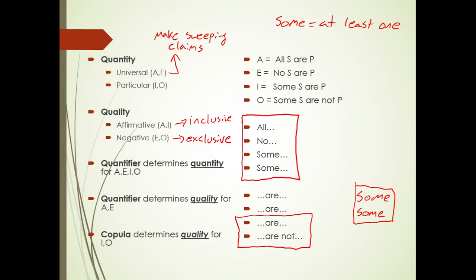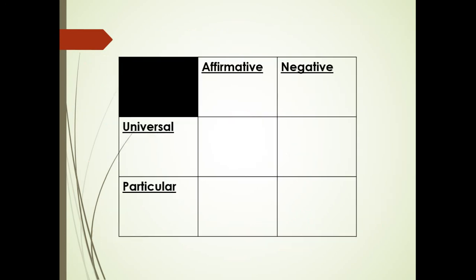Okay, I'm going to change slides so we can practice this a little bit. So what we have here is a grid, and what I'd like you to do is just in a second hit pause and fill in where does the A go, where does the E go, where does the I go, and where does the O go. So on the top left is going to be affirmative and universal. On the top right is going to be negative and universal. The bottom left is going to be particular and affirmative, and the bottom right is going to be particular and negative. Go ahead and hit pause, and when you've got it figured out, go ahead and unpause and I'll write them in.